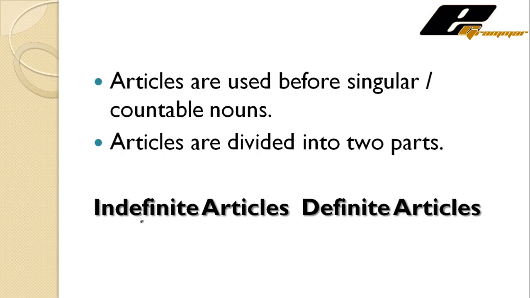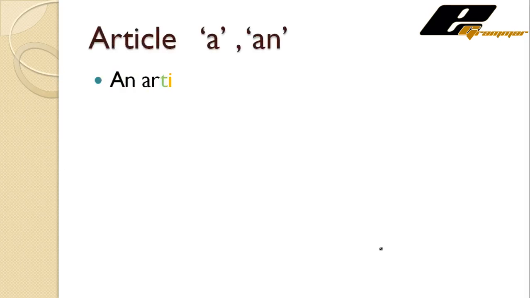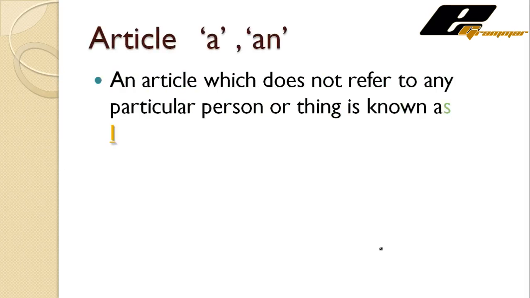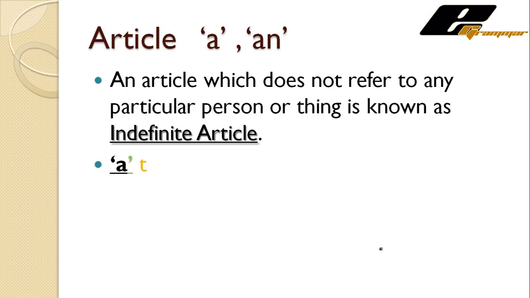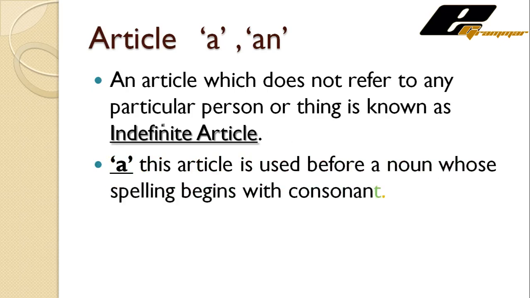Now in indefinite articles, there are two types: article a and article an. And in definite articles, there is article the. Now we'll begin with the indefinite article. An article which does not refer to any particular person or thing is known as an indefinite article. We're not talking about a particular person or particular thing, so at that time we use article a or article an. Let's see some definitions for article a.